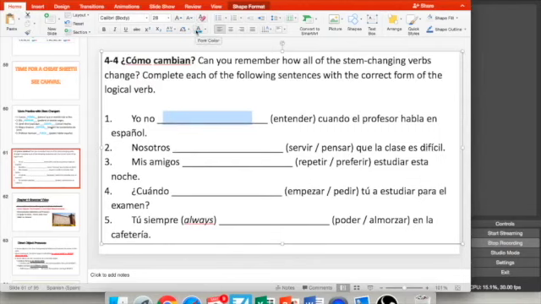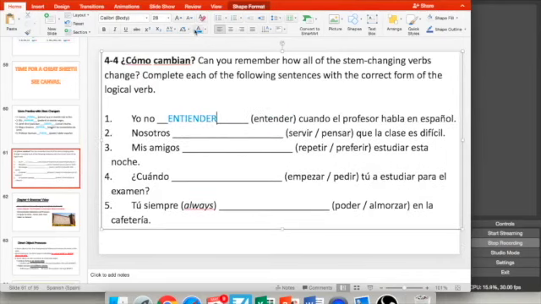Oh my gosh, but Mr. Harrison, there's 2 E's. How do I know which one to change? Oh no! Well, it's never the first E that changes, so it can't be that one. We're already taking off our ER on the end, so it has to be this middle E that changes. So we get entiender, with that middle E changing to an IE. Entiender. We're next going to chop off our ER.